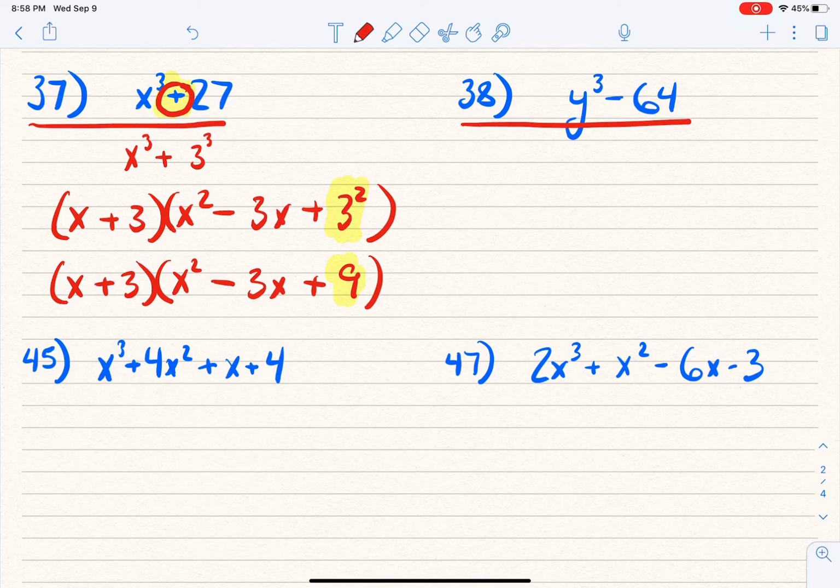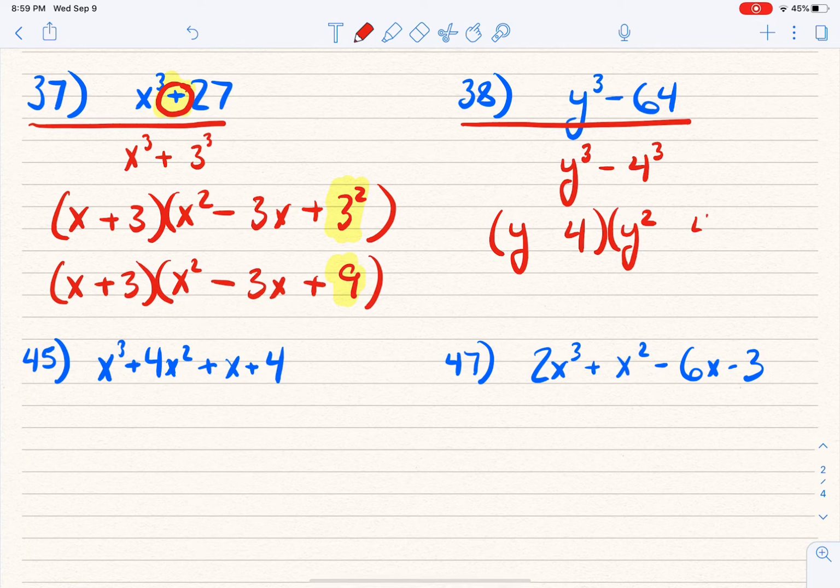So let's look at this next one. This is the difference of two cubes. So this is literally y being cubed minus 4 being cubed. 4 times 4 is 16, times 4 is 64. So again, this would factor down to y and 4 are going to be in that first grouping, and then you're going to have y squared, you're going to have 4 times y, you're going to have 4 squared.